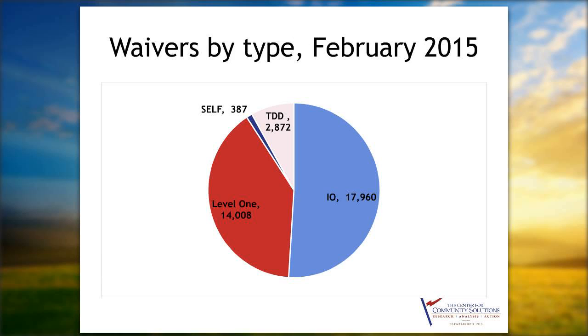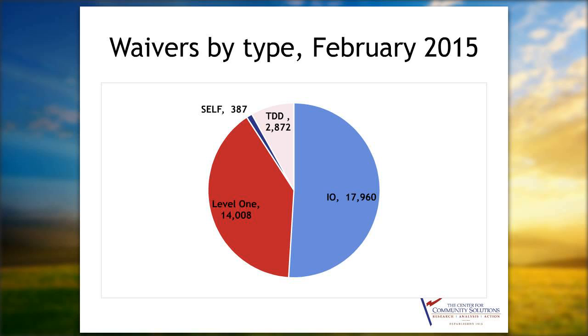Okay, so this shows you the breakdown of waivers by type as of February 2015. The most utilized waiver is the uncapped IO waiver, followed by the Level 1 waiver. The SELF waiver, which is just a very small sliver here, is a new waiver introduced just a few years ago in 2012. So as you can see, this waiver has really low enrollment, less than 400 people throughout the state.